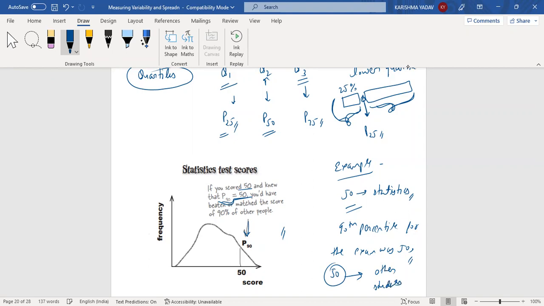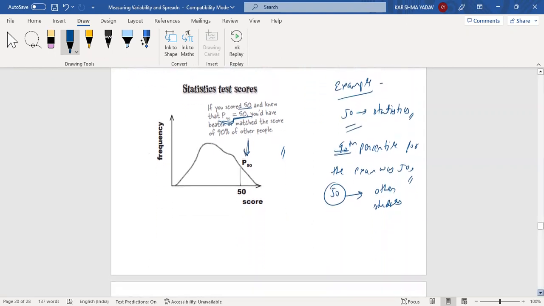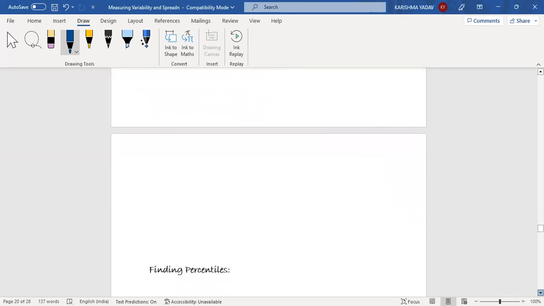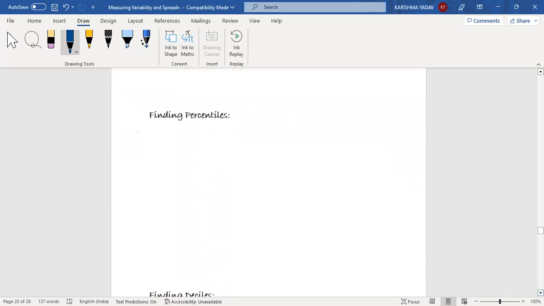But this information of the percentiles gives us a rough idea of what it actually means relative to the other students. Now let's see how we can find the percentiles. For finding the percentiles, our very first basic step is to arrange the data into ascending order, and the second thing is to find the position of the kth percentile.